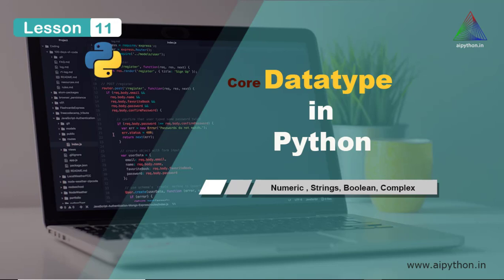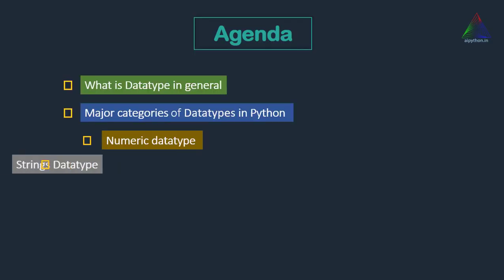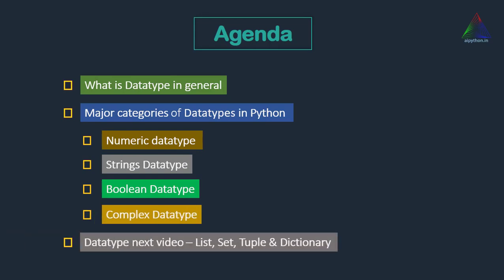Hello everyone and welcome to AI Python. This is lesson number 11 and we are going to understand the core data types used in Python. You can find the link for the Python basic playlist from the I button displayed at the top right corner of this video. So the agenda for today's video is we are going to learn about what a data type is in general, and the major categories of data types used in Python, especially numeric, strings, Boolean, complex. We'll also see what we are going to cover in the next video, because the next video is also about data types used in Python. We're going to cover list, tuple, set and dictionary in the next video.